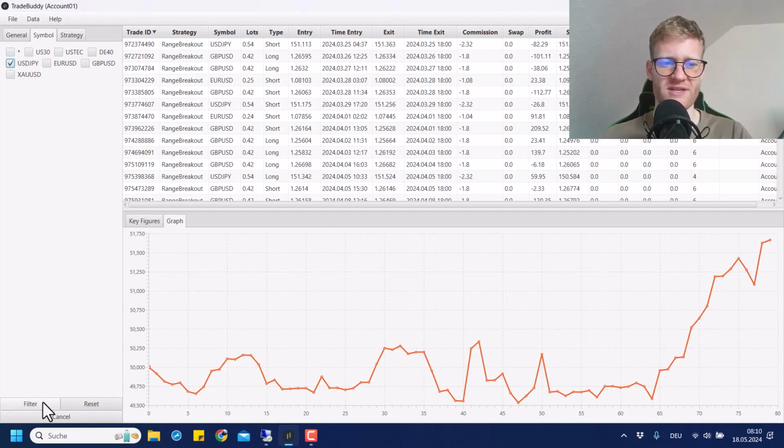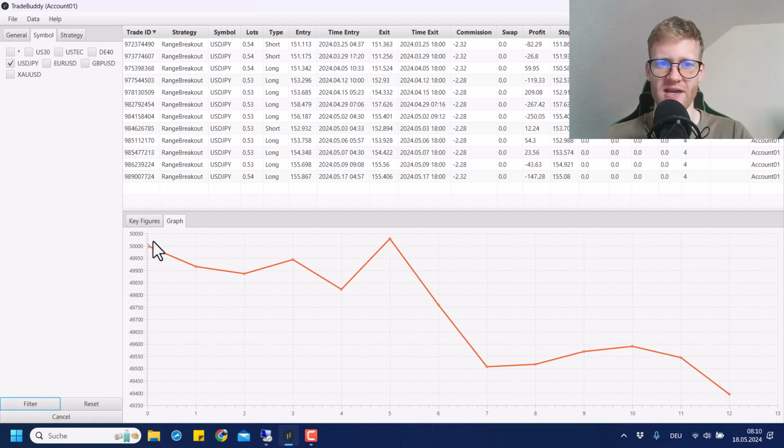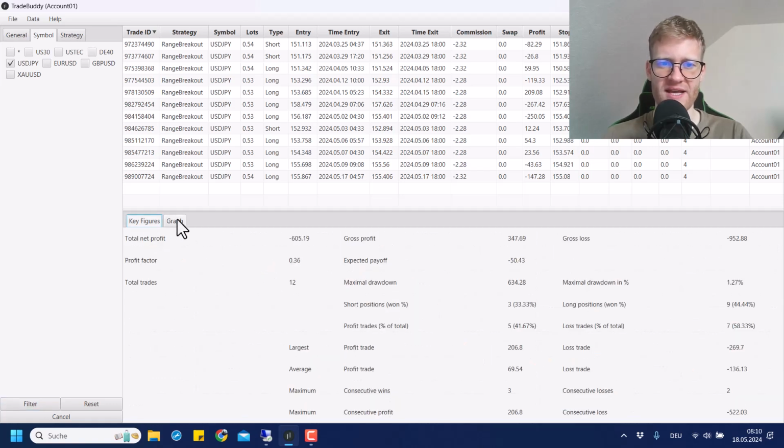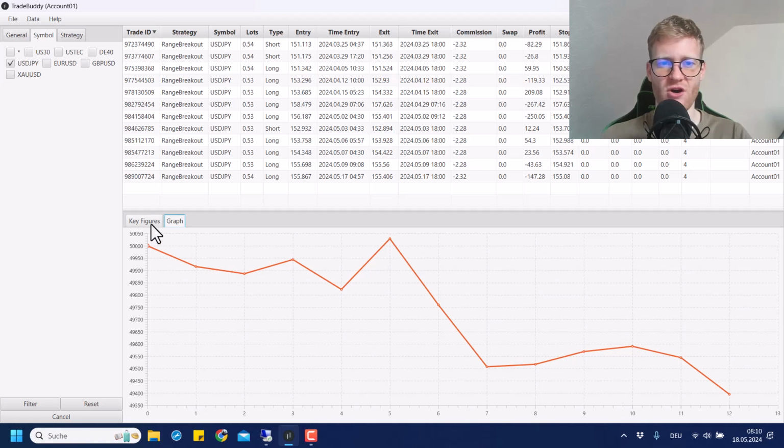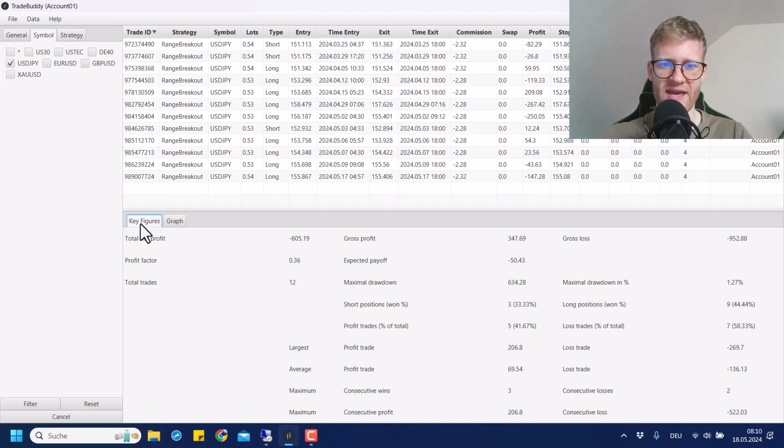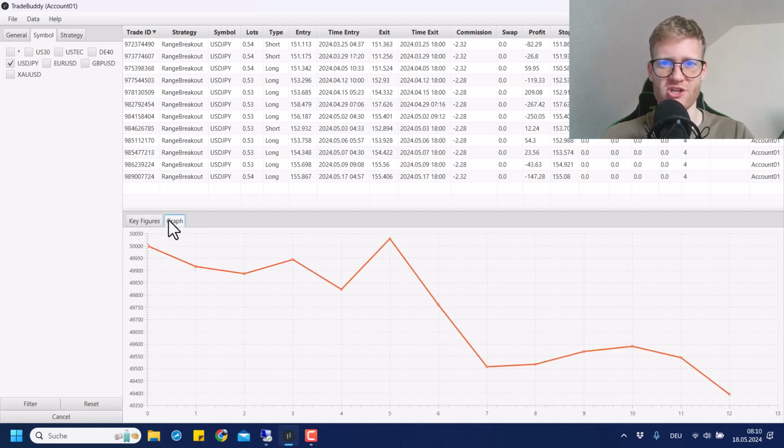Let's start with USD Japanese yen. Here we can see a total of 12 trades with a loss of 600 euro right now, which is not great, of course, but kind of okay. It's completely normal for this strategy to have longer periods that are sideways or also drawdown periods. These can be as long as multiple months easily, so it's nothing to worry about at this point.